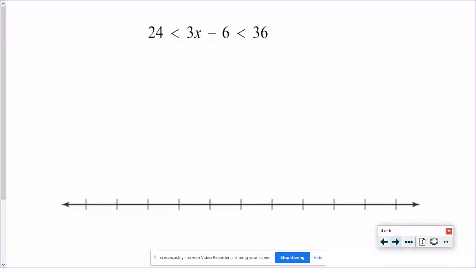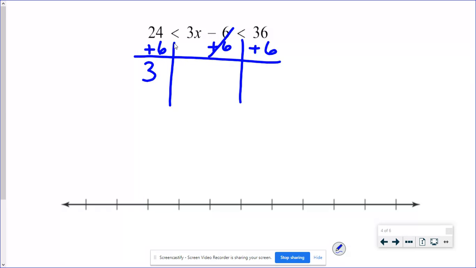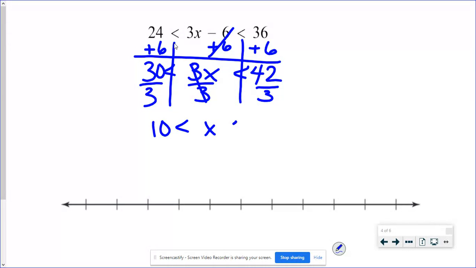This is, again, an and kind of problem. I want to get the x all by itself in the middle. The 3 is attached to the x, so I'm going to leave that alone. So I'm going to get rid of the 6. I'll add 6 to all 3 parts. So I've got 30 is less than 3x is less than 42. And then we'll divide everything by 3. Divide, divide, divide. So that'll be 10 is less than x is less than 14.